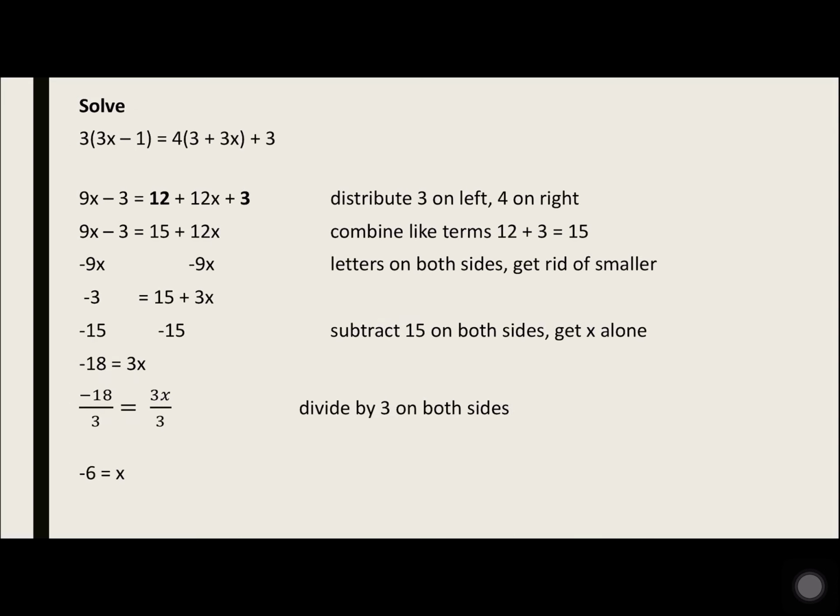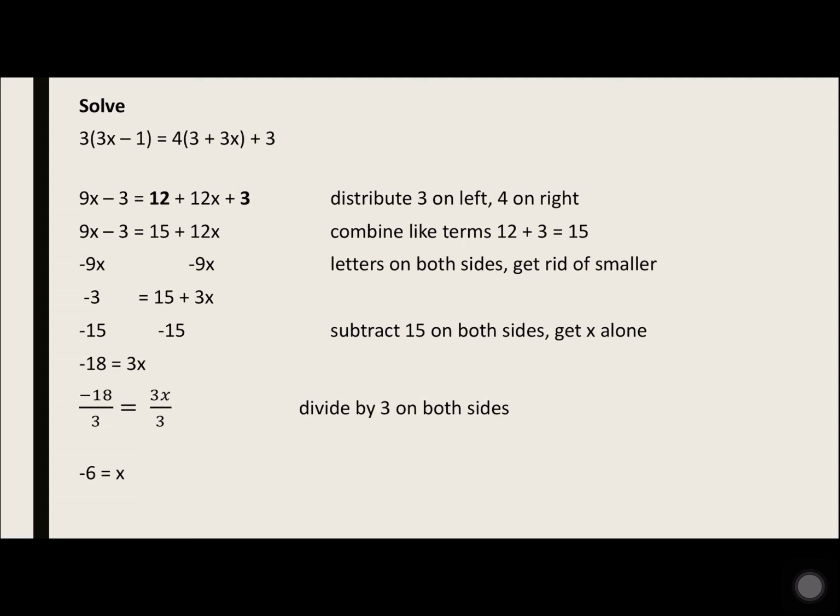Solve. 3 parentheses 3x minus 1 equals 4 parentheses 3 plus 3x close parentheses plus 3. Distribute the 3 on the left. 3 times 3x, 9x. 3 times minus 1 is minus 3. On the right, distribute the 4. 4 times 3, 12. 4 times 3x, 12x. Bring down the plus 3. Don't multiply it because it's not in the parentheses.